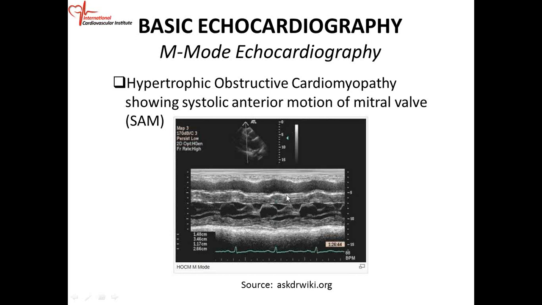Okay? And you get that in hypertrophic obstructive cardiomyopathy. SAM, systolic anterior motion of the mitral valve. You see it impinges against the septum. The septum is thickened, the posterior wall is thickened, and that is why it's hypertrophic cardiomyopathy. It is obstructive because you have SAM, systolic anterior motion of the mitral valve. So the septum is thickened, posterior wall is thickened, mitral valve opens okay, but there is SAM, systolic anterior motion.